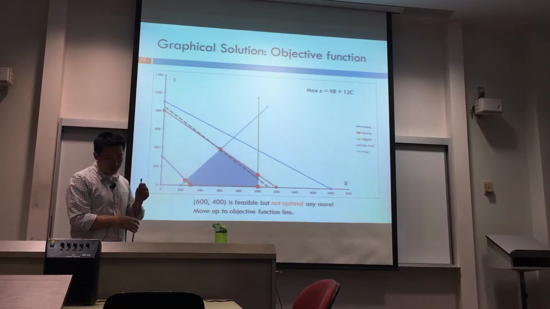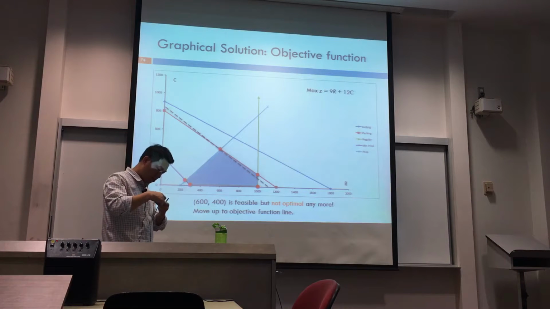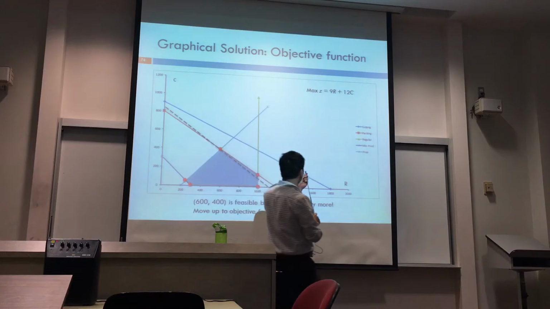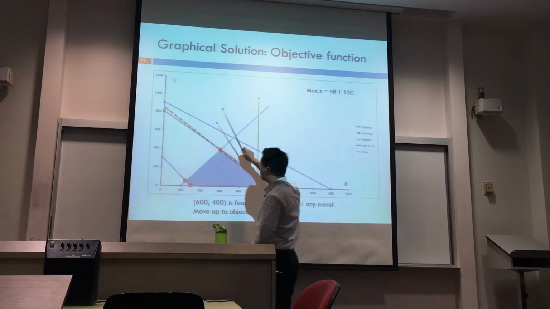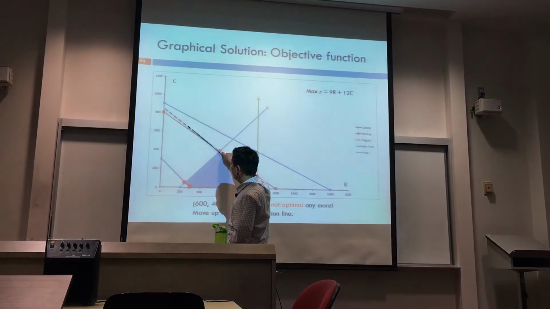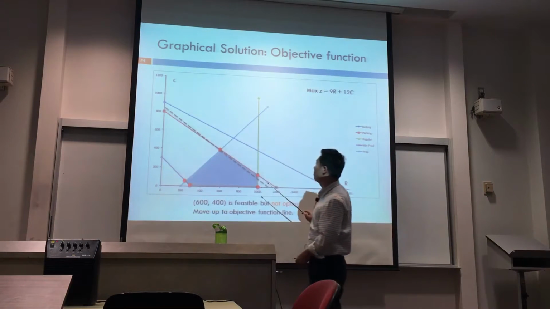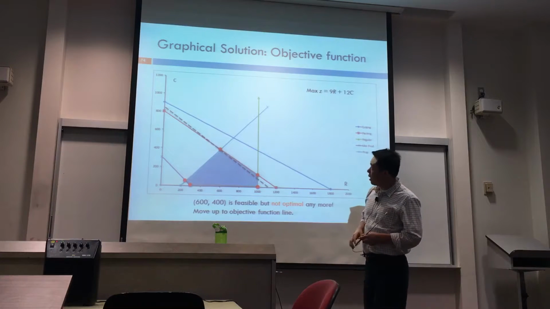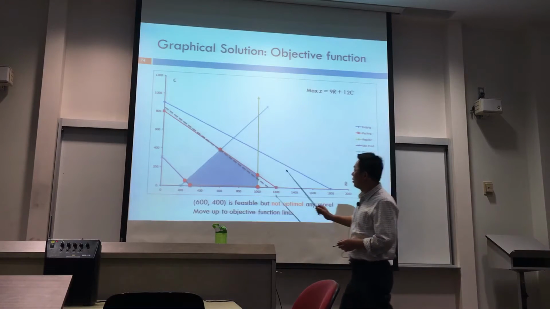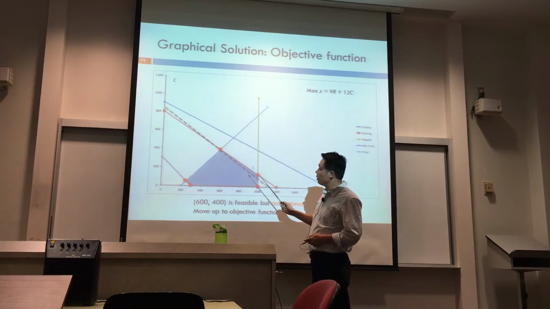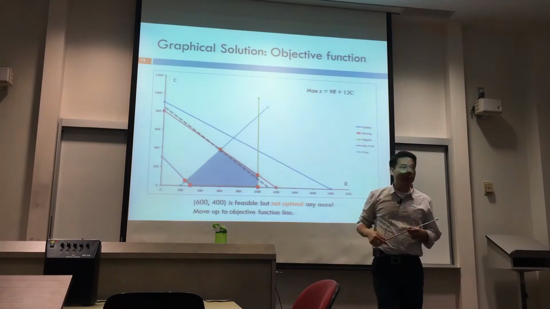And just give you one example, right? If you change the number from 5 to 9, then this objective function line is going to be steeper than this line, right? In that case, okay, so tell me when this becomes 9, which point is the optimal point?